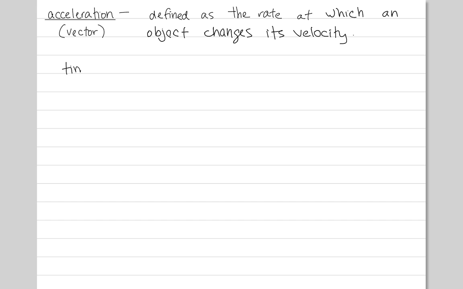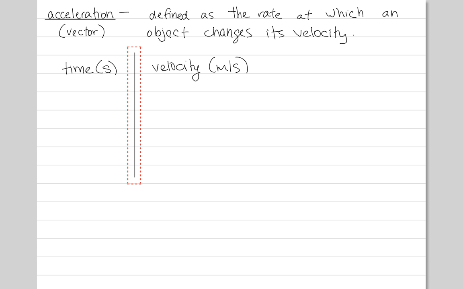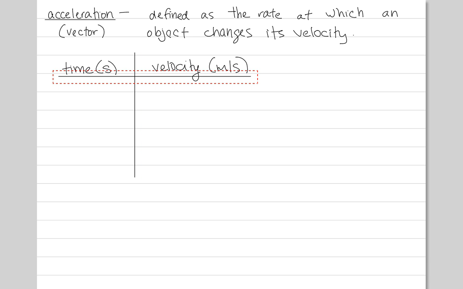Okay, we can represent this in a chart. Time in seconds versus velocity in meters per second. So let's say at 0 seconds you're traveling 0 meters per second north. And after 1 second you're now going 10 meters per second north. And after 2 seconds you're going 20 meters per second north. And so on.